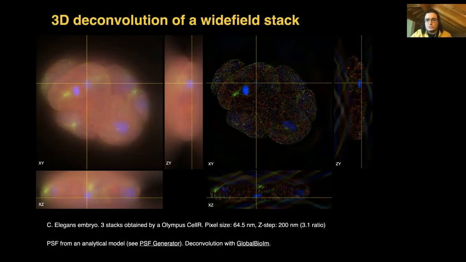You see that it looks much more resolved, although it admittedly still has some things that may or may not be artifacts, as we'll discuss later. So the PSF, in order to solve this problem, because of course otherwise it's going to be blind deconvolution, you can obtain it from an analytical model. You can actually download some software we have available to generate these PSFs given the setup of the microscope. And the deconvolution we're going to perform in Global BioIm, which is our library, which, as you'll see, is quite neat.